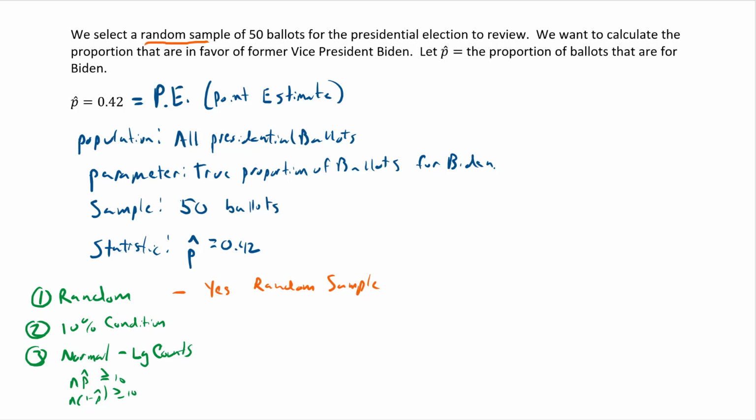Now, with that, let's also look at our 10% condition. We're saying that we got 50, and we're seeing if that's less than 1/10 of all ballots. I'm pretty sure anybody who's been watching the election knows that yes, 50 is definitely less than that, okay? So we're going to say this is yes.